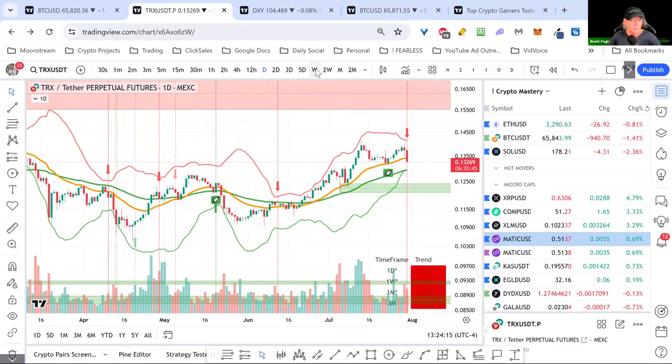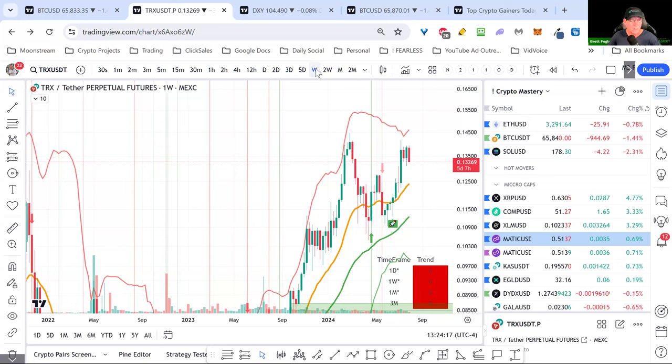TRX, let's look at a weekly though. Let me see. Not good on the weekly either. I think this at least pulls back to, again, that 0.125 level. That's the 21 week EMA. So that's my read on that one.